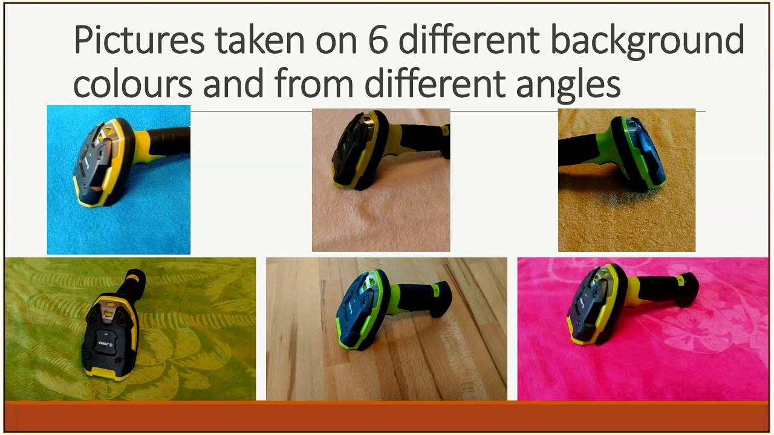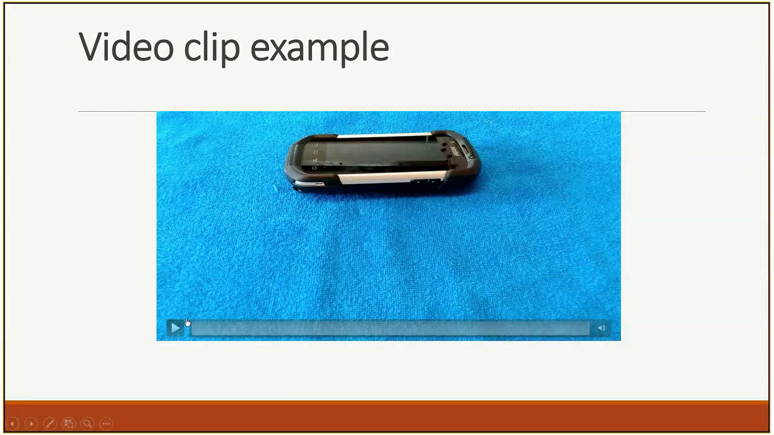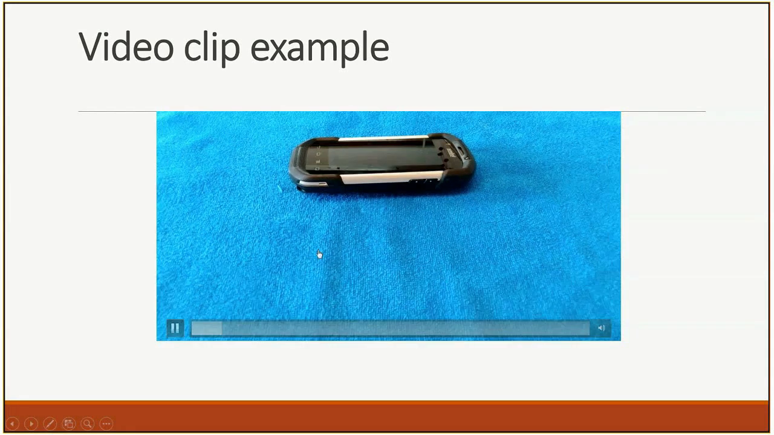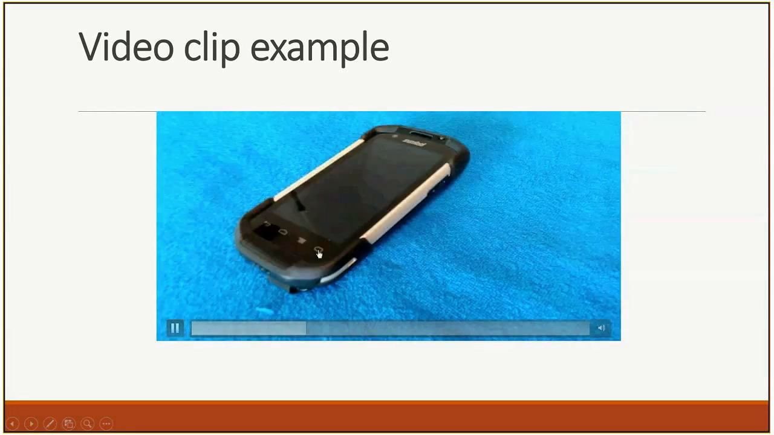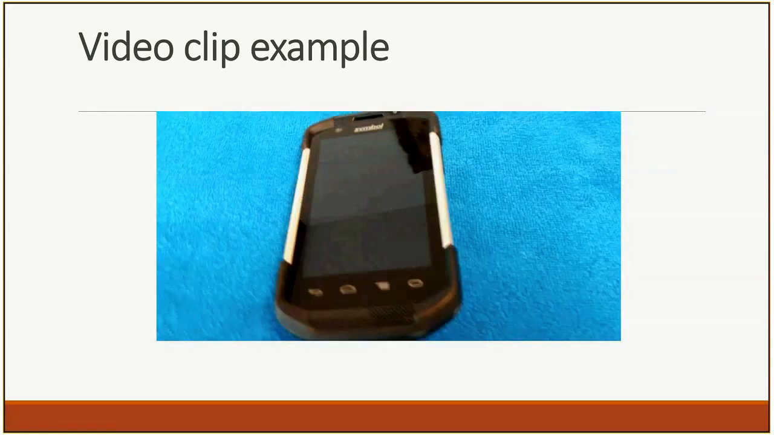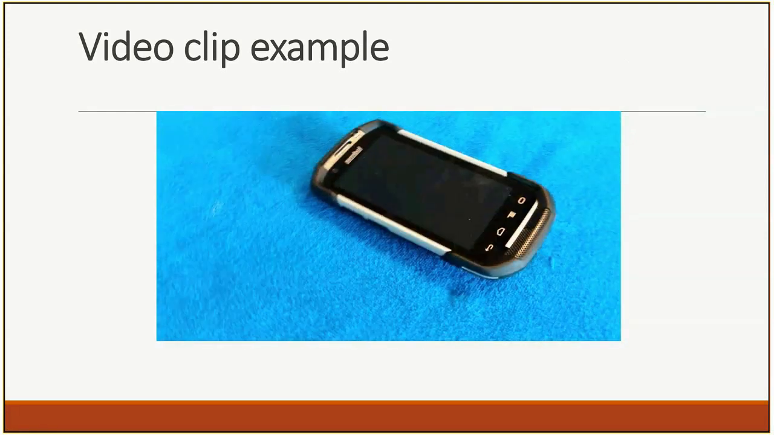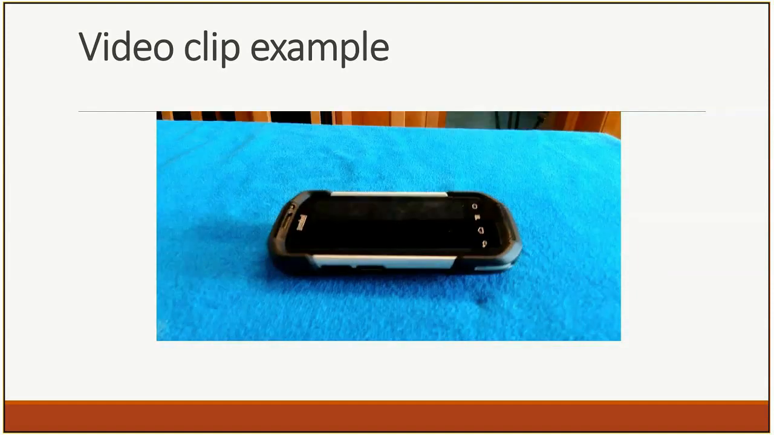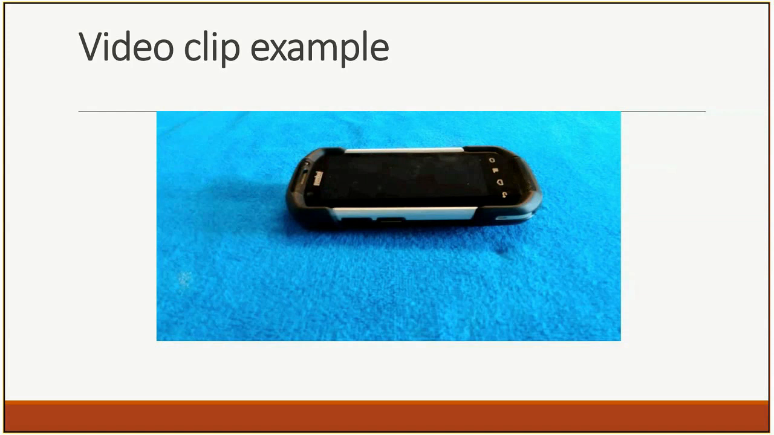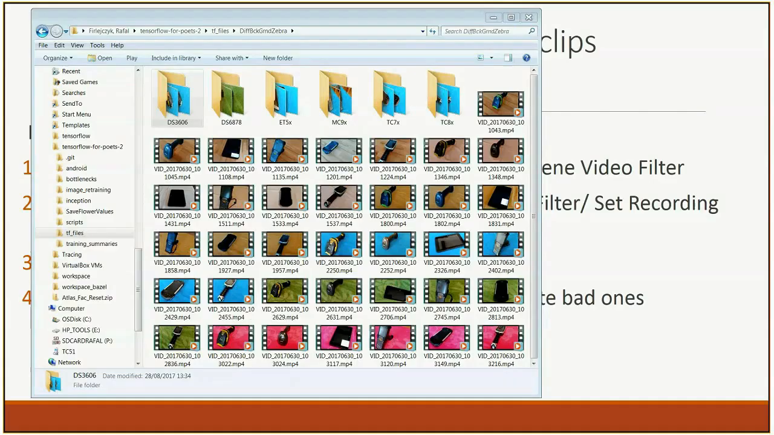As you can see, I use images which I'm going to extract from these short video clips. And here is an example of one video clip. It is a TC70 taken on a blue background. I have to mention it takes about 12 seconds, and I made this for all 6 devices on 6 different colors. It means I've produced 36 short 12-second videos like this.